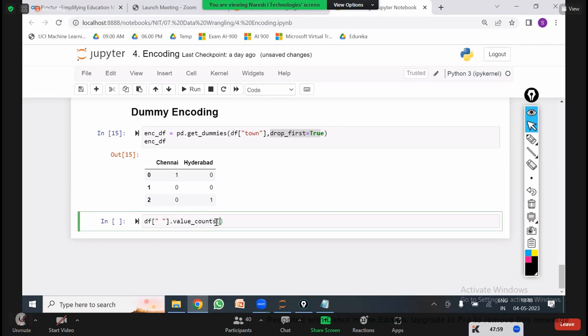What is meant by value counts? Each category and its count. For example, let us take an example like this: some X category is there.